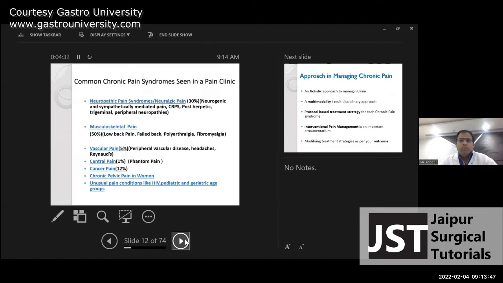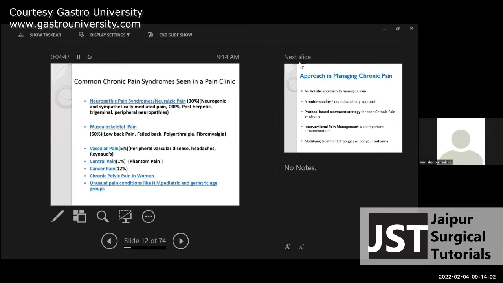What are the common pain syndromes which we see in a pain clinic? They are neuropathic pain syndromes, musculoskeletal pains, central pains, cancer pains, chronic pelvic pain, and unusual pain conditions in HIV patients, pediatric and geriatric patients.